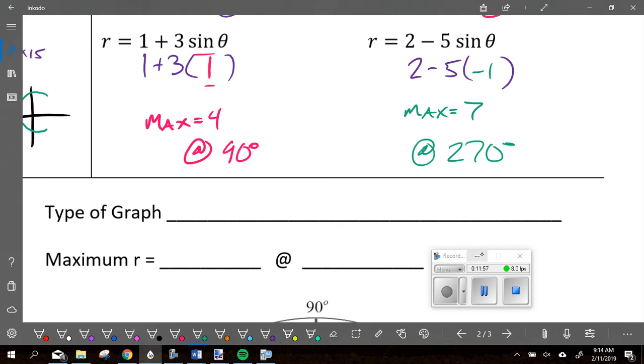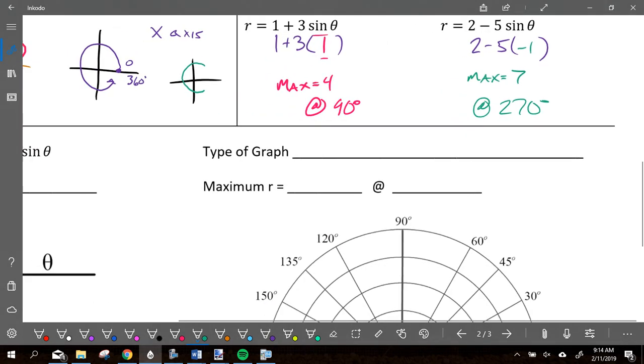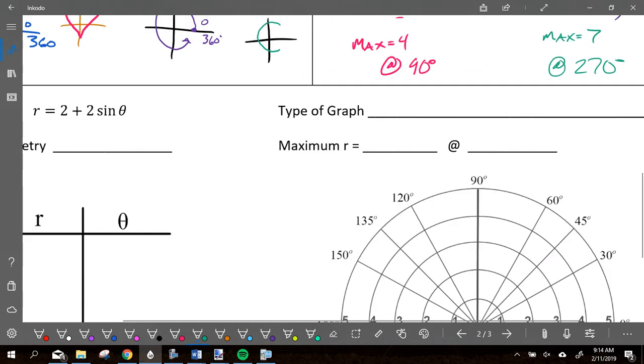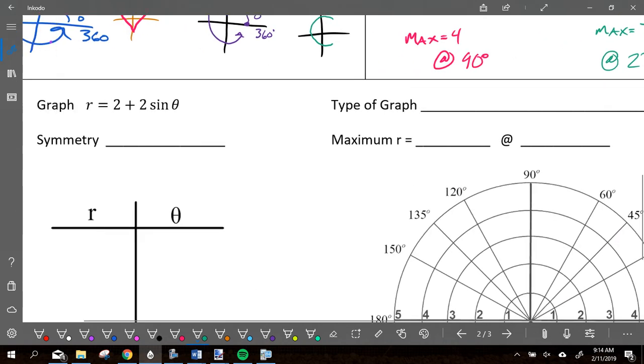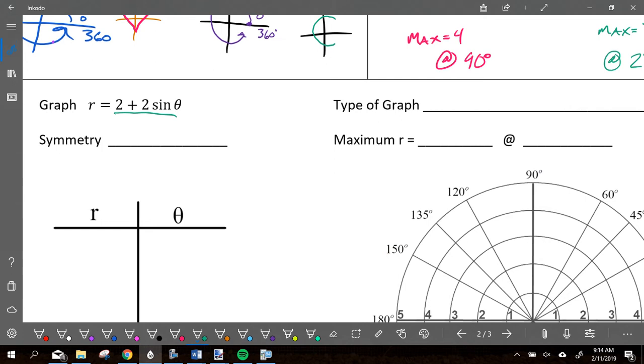Now we're going to take all of those building blocks, and we're going to actually make the graph now. All right, so it takes a second to build there, but now that we've got that, let's do it. 2 plus 2 sine theta, our job is to graph that thing. Start off by finding what type of graph it is, what type of symmetry it's going to have, and where that maximum value is. Take a second and fill those in.